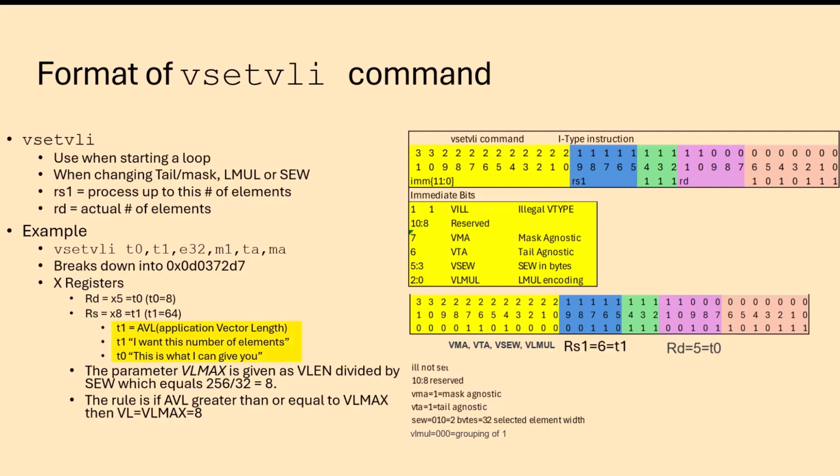So what's happening here is the requested value has been stored in source register 1. Here, it's t1. And then the number that has actually been granted will be set into t0. So t0 will contain how many elements can be satisfied by a single pass.